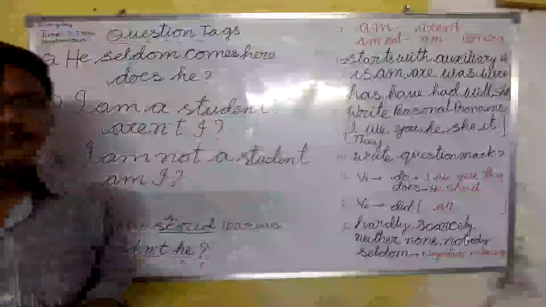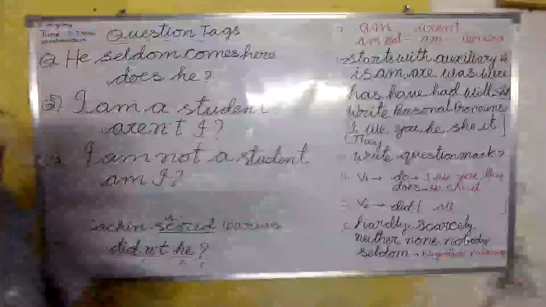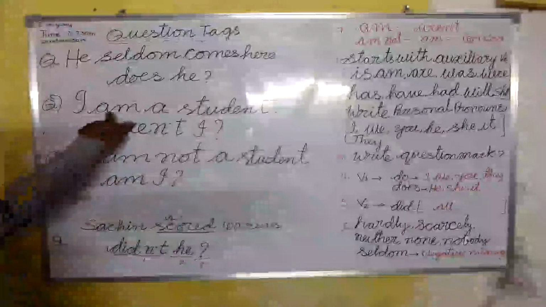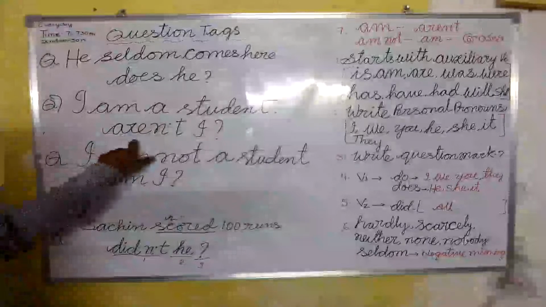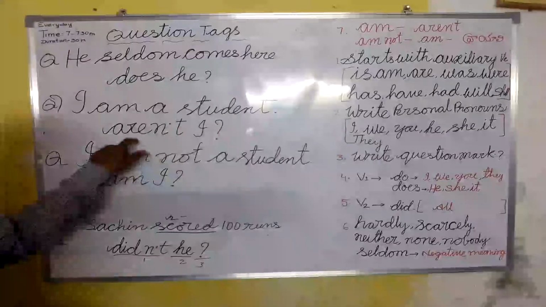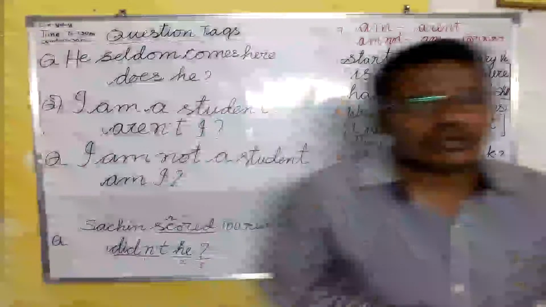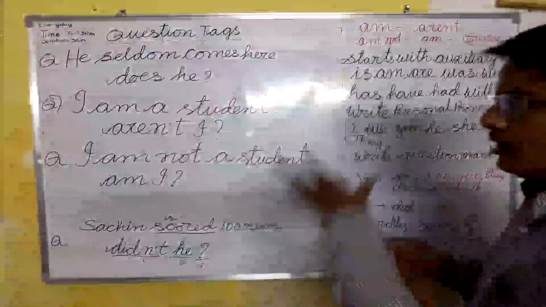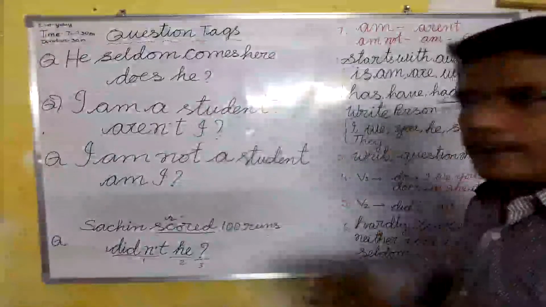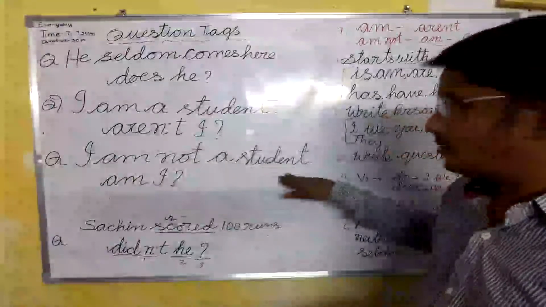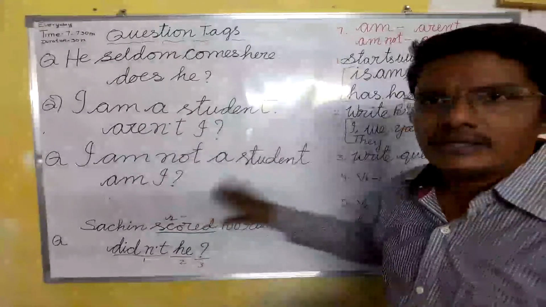You have to see that. Okay. So if you observe, if it is positive, then are should be used here, because for certain rules there is no particular explanation. So when I am not a student comes, the question tag is am I.